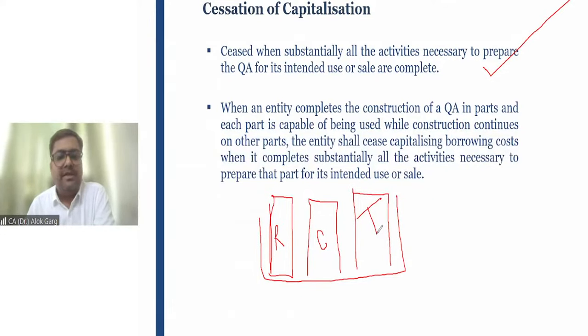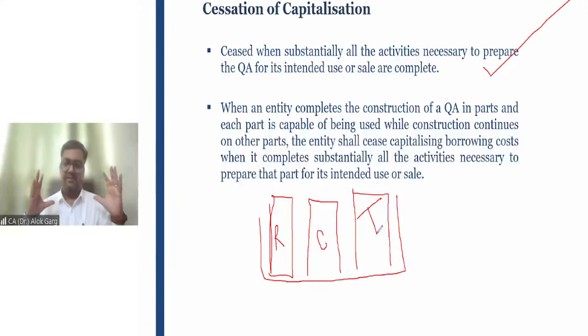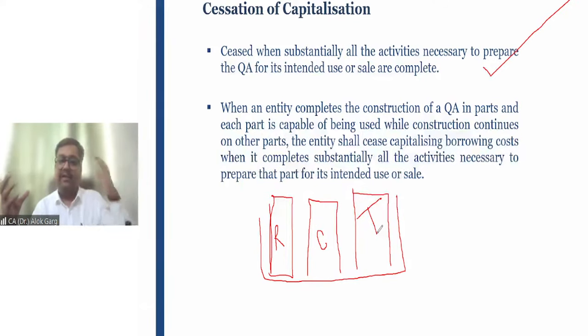Residence, commercial, and theater. These three buildings have different usage, right? These three buildings are part of a project. You must have seen builders constructing a commercial phase and a residential phase in one project itself. They have different uses.